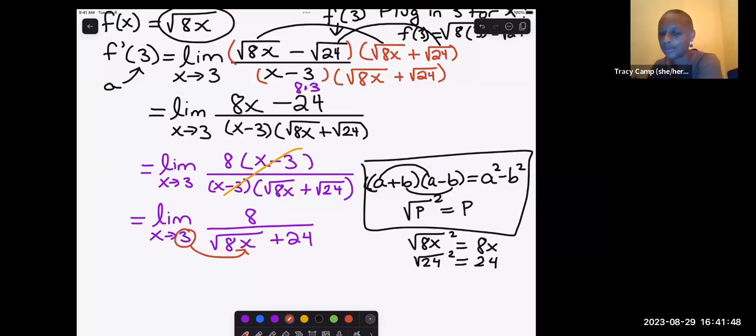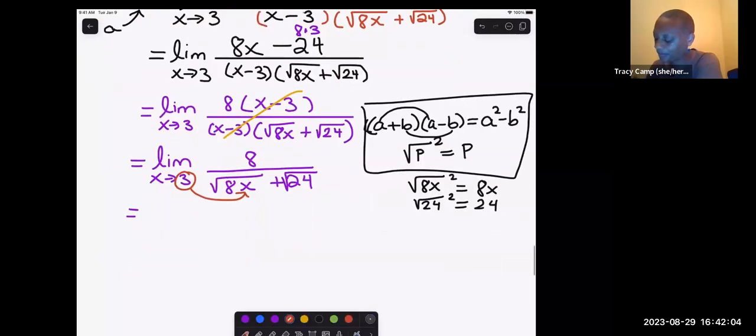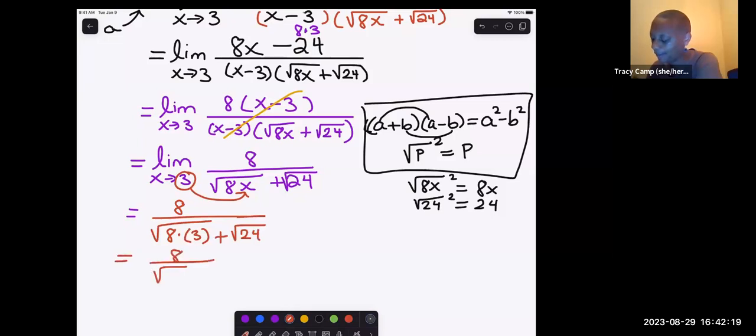Isn't that beautiful? Oops, I forgot to write square root of 24 here. Square root of 24, there. So now I'm going to plug in 3 for x. I'll just do that in red. I said plug in 8 for x, I mean plug in 3 for x. I think I'm tired. It's the end of the day. That's what happens to me.